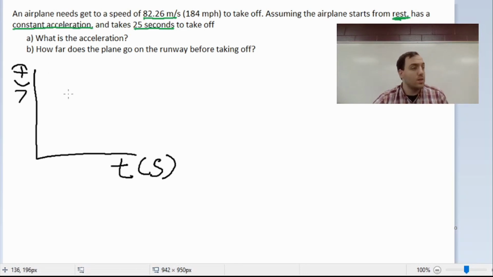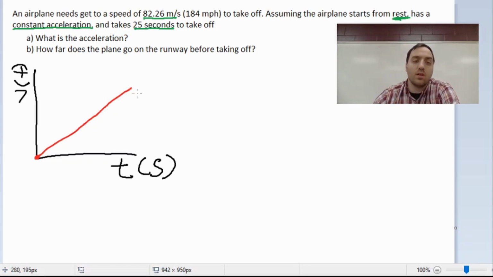As time goes on, the plane's going to speed up. Now, the important thing we need to mention here is it starts from rest. Rest is a keyword to mean it starts from 0. And then it's going to continue upwards. What the exact slope is, we don't know, but it's going to end up looking something like this.